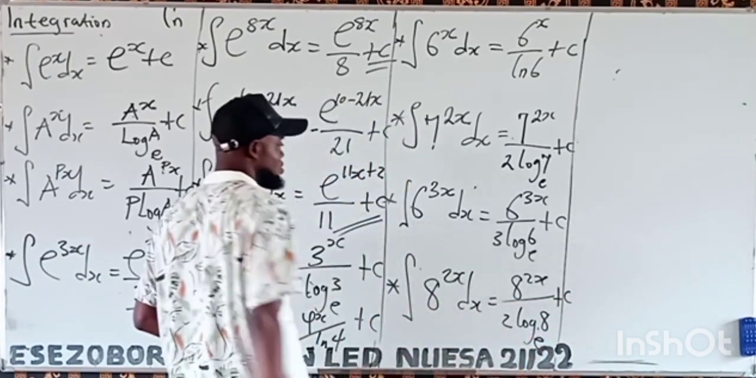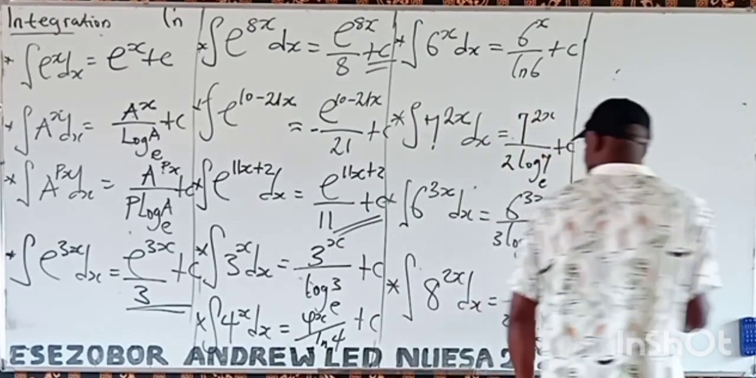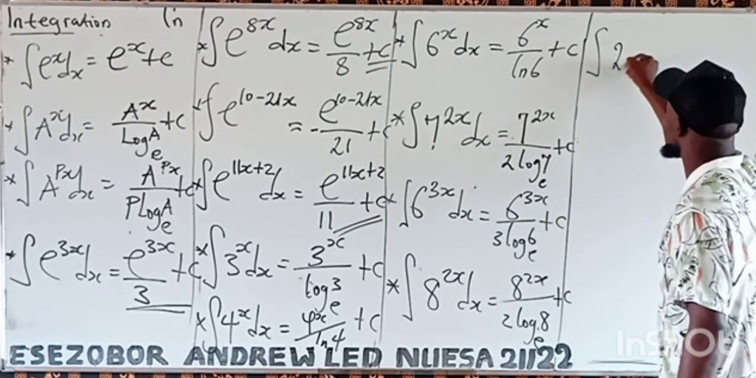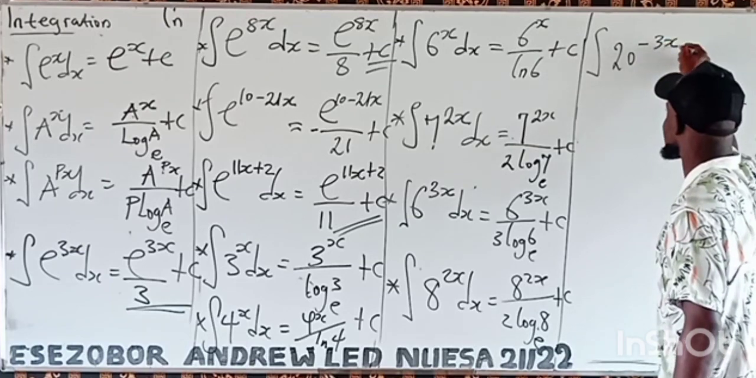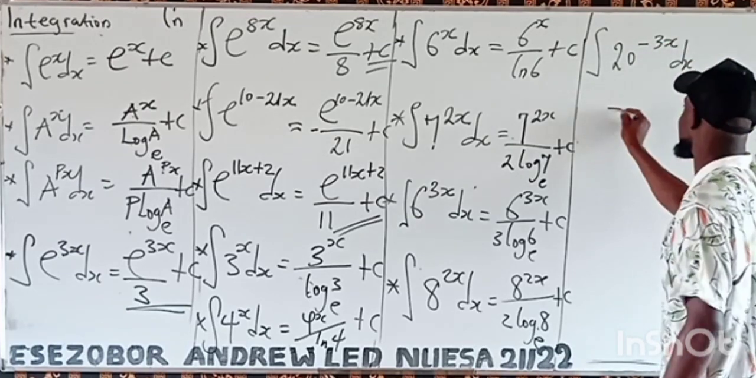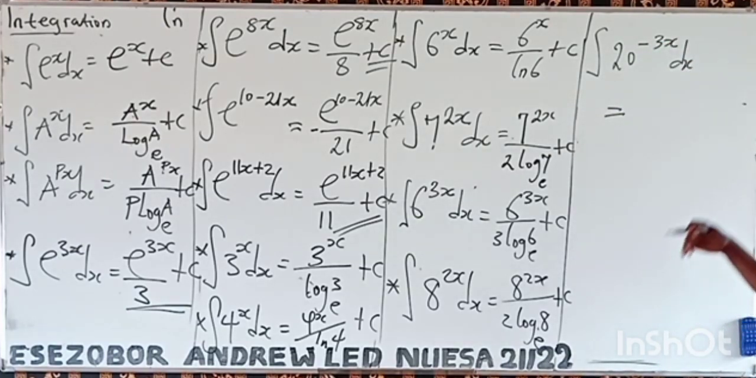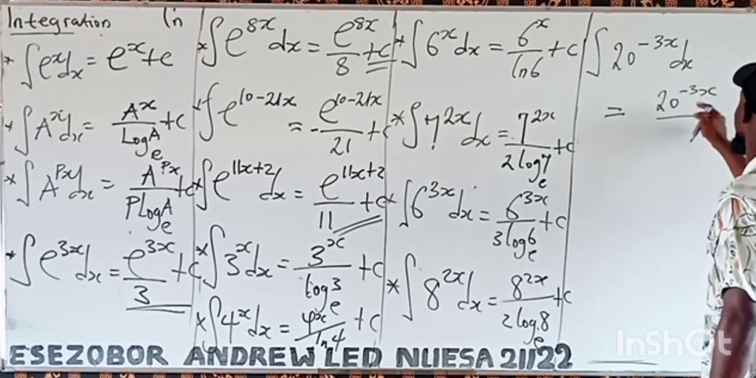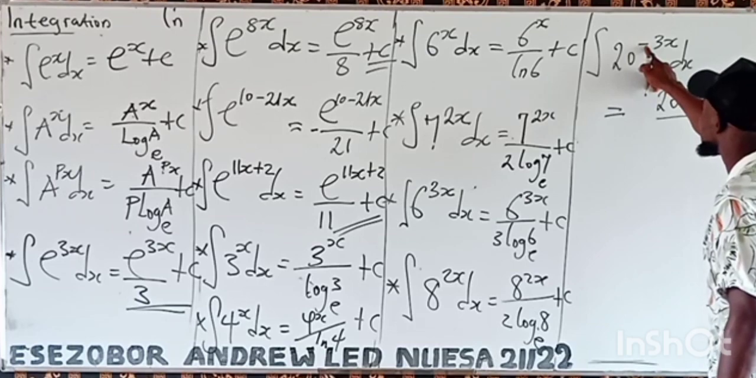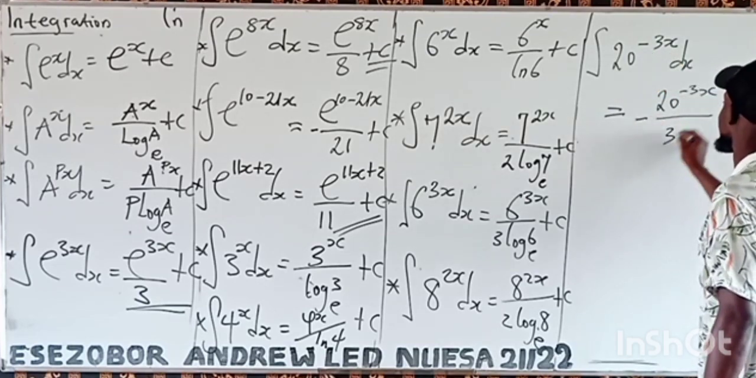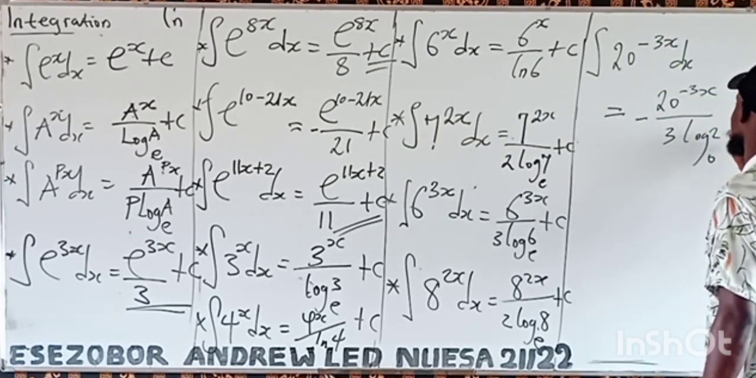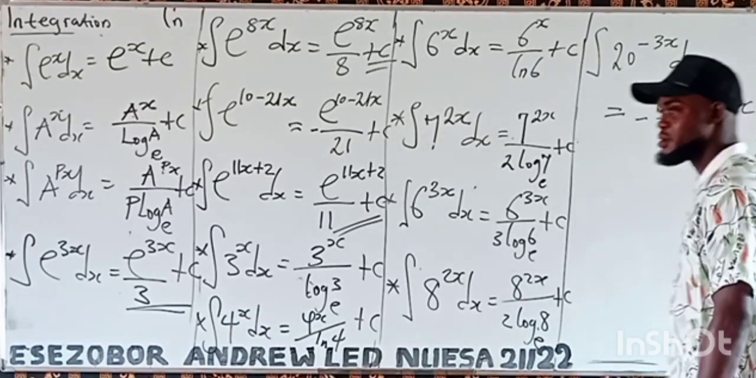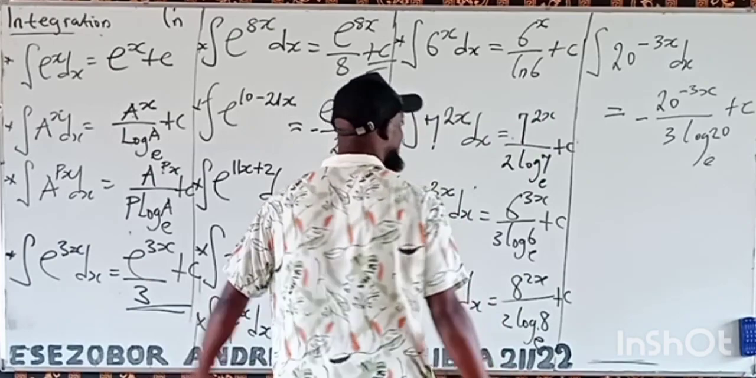You don't have to write e, it is still the same. Now let's say we have the integral of 20 raised to power minus 3x dx. What will be the answer to this? The answer is 20 raised to power minus 3x over what you get when you differentiate this, minus 3, that will be minus 3 log 20 to base e plus c. That becomes the answer.